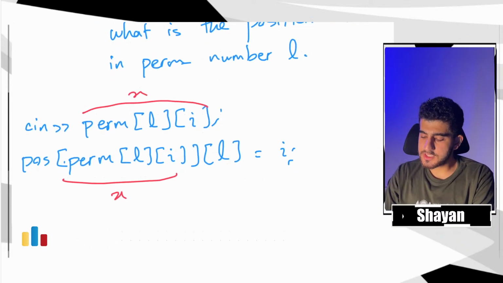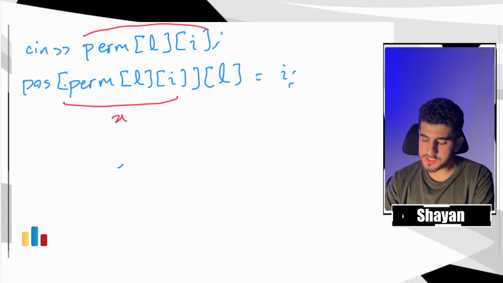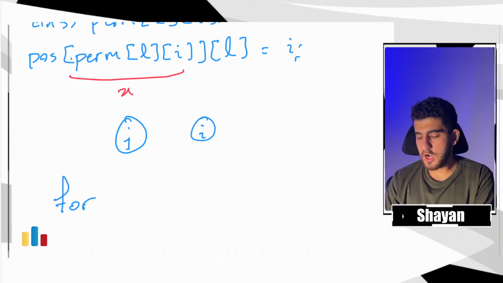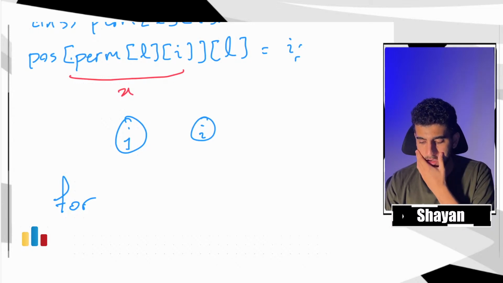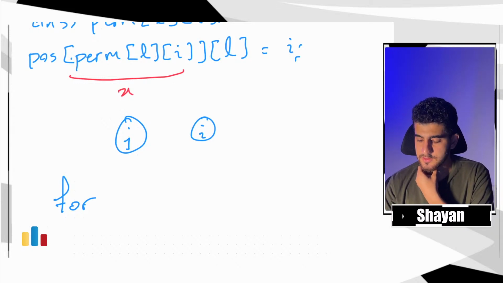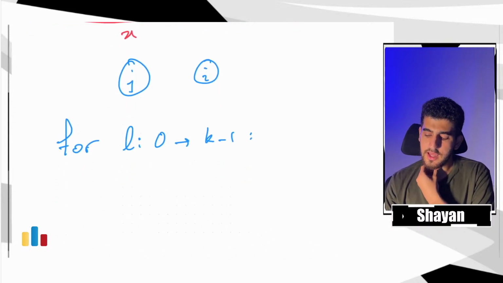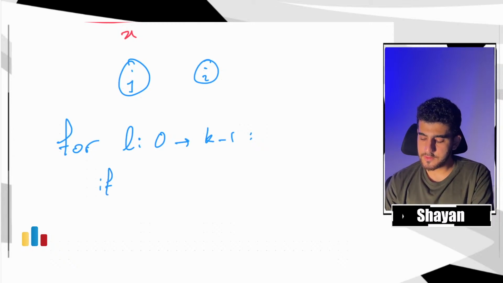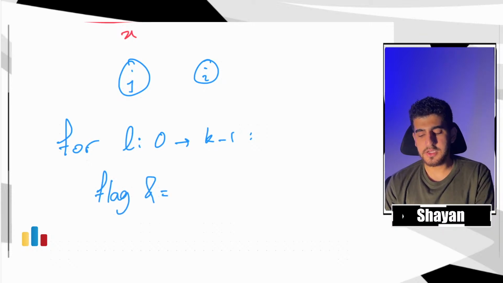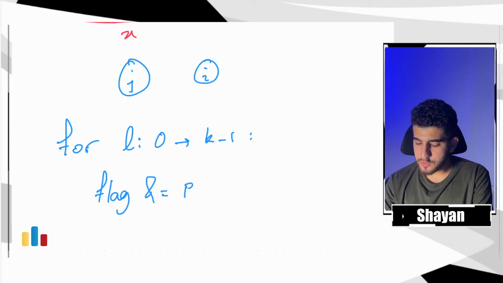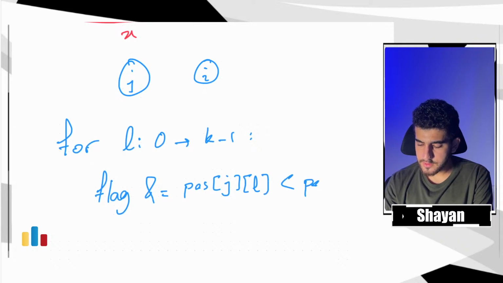So when I know all the positions and want to check the condition for j and I, I just need to have a for loop over all the permutations L from 0 to k minus 1, to be more precise. Then I have a flag, and I say flag and equal to, meaning all of these must be correct: pos of j and L less than pos of I and L.